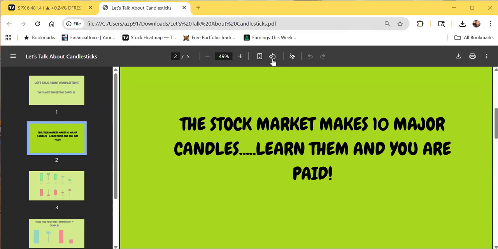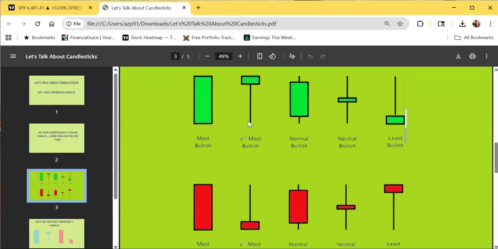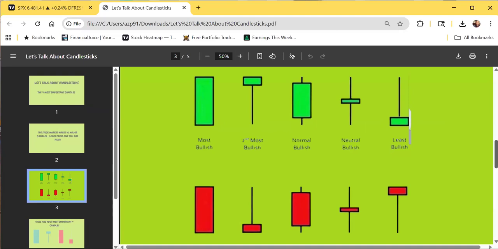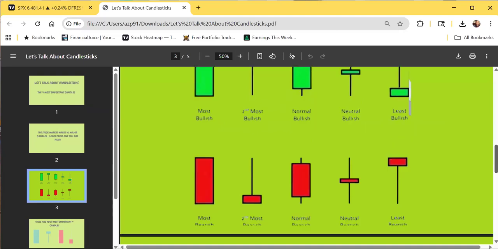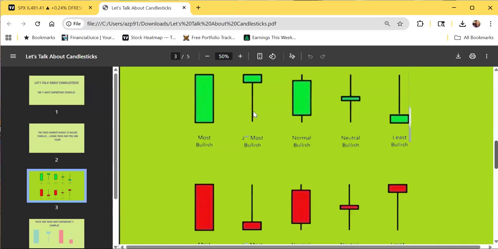Basically, the stock market makes 10 major candles. Once you learn these 10 major candles, then you basically are paid. And out of the 10 candles, here they are: you have your bullish candles here, and then you have your bearish candles. Can everybody see that? These are the 10 candles pretty much that you'll see. You'll see different variations of the candle.